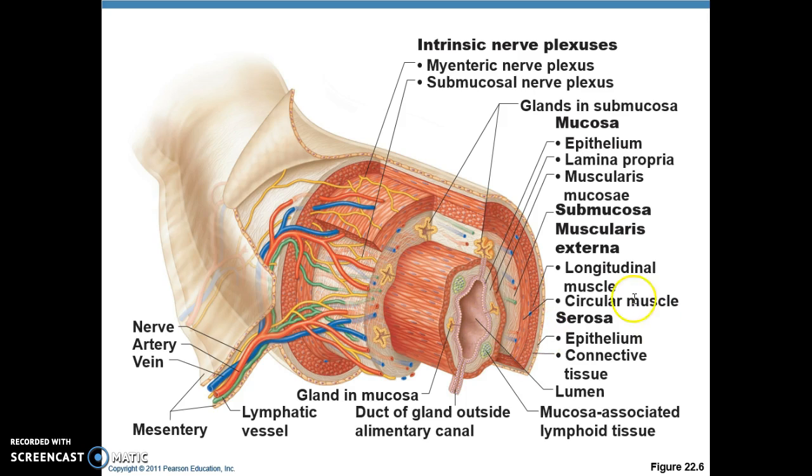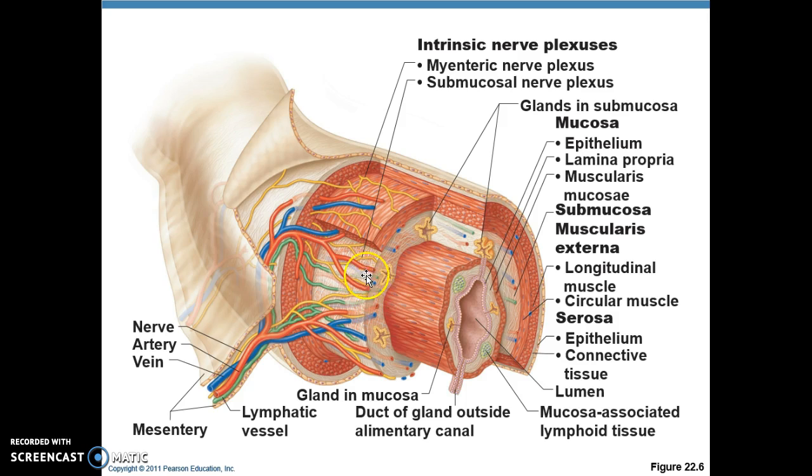So the first layer that we care about is this one right here. This is called the mucosa. So there are two things that you want to know about the mucosa. You want to know it's the inner layer, which means it lines the lumen. And then it's a mucous membrane, and so as a mucous membrane, it has three layers to it. It has an epithelium, a lamina propria, and then a muscularis mucosae. And this layer right here, you can't generally see under the microscope on our slides, but it's there to move the mucus around inside of the GI tract.